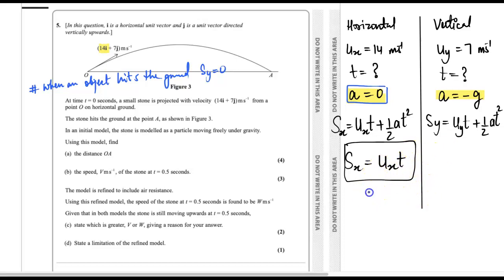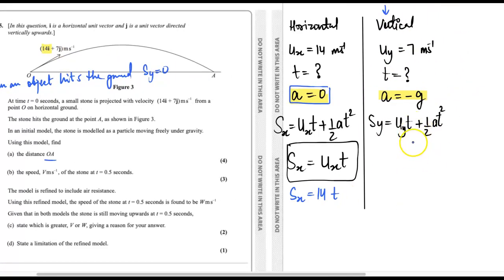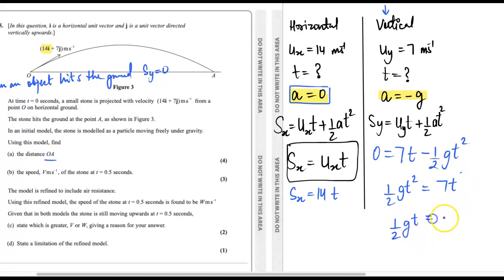Okay, so here ux is given to us, that is 14t. Sx is nothing but OA, the distance. We can't find OA until we get the value of t. For that we have the vertical elements, and we are going to find t from that. So let's substitute. Sy is 0 as I've shown you. 0 is equal to uy, which is 7t, minus half gt squared. If we solve this, we get half gt squared equal to 7t. Dividing by t, you will get half gt equal to 7.